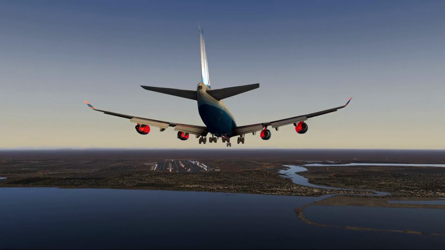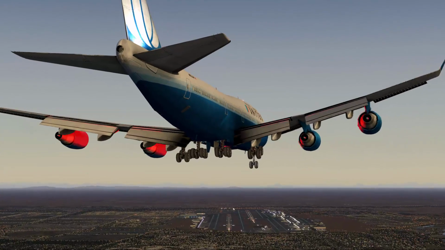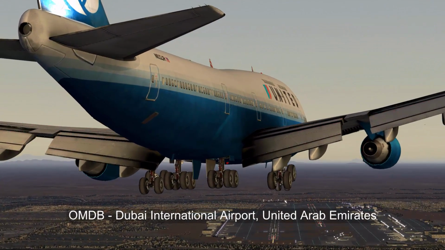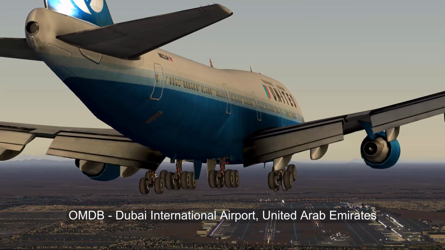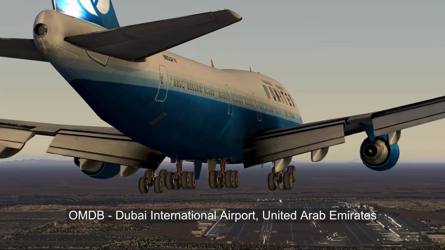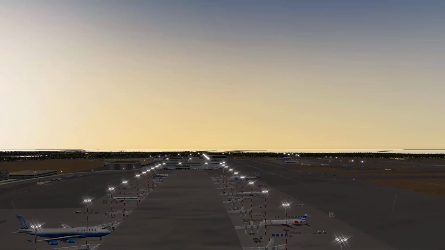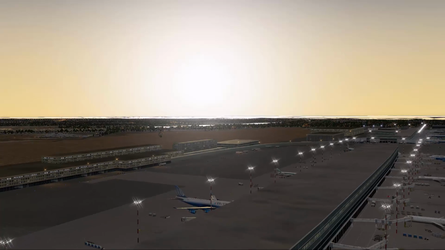It is the third busiest airport in the world by passenger traffic, and of course it's Dubai International Airport in the United Arab Emirates. It's the busiest airport if you just count international passengers, and it's also the busiest hub for the Airbus A380.